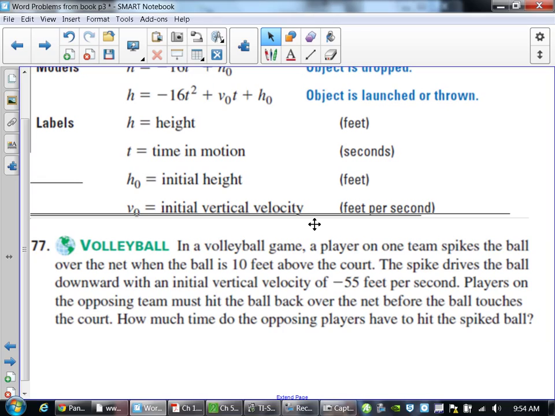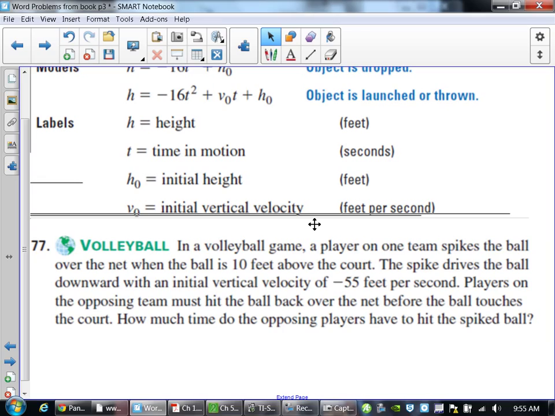In the volleyball game, a player on one team spikes the ball over the net when the ball is 10 feet above the court. The spike drives the ball downward with an initial velocity of negative 55 feet per second. Players on the opposing team must hit the ball back over the net before the ball touches the court. How much time do the opposing players have to hit the spiked ball?